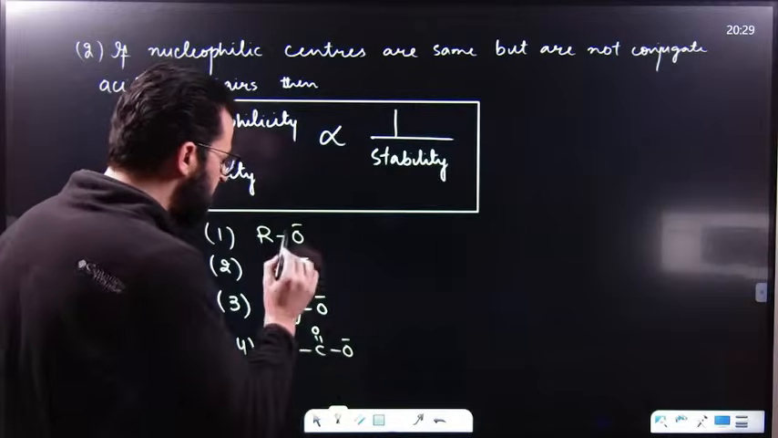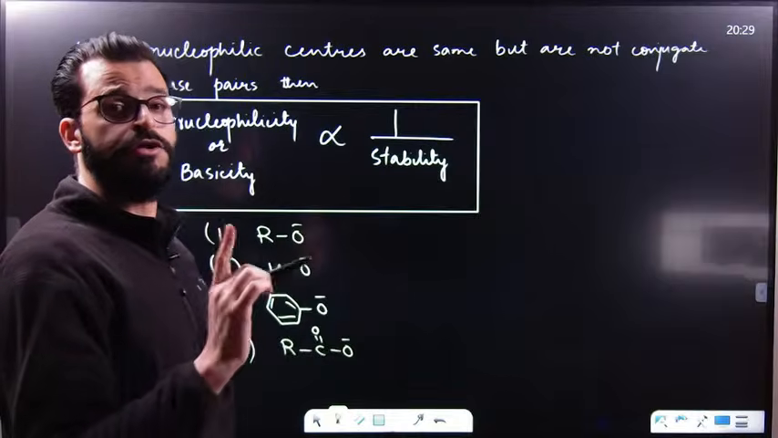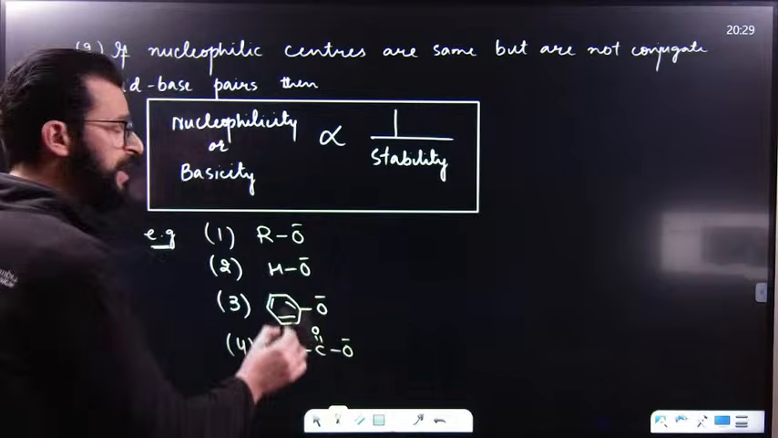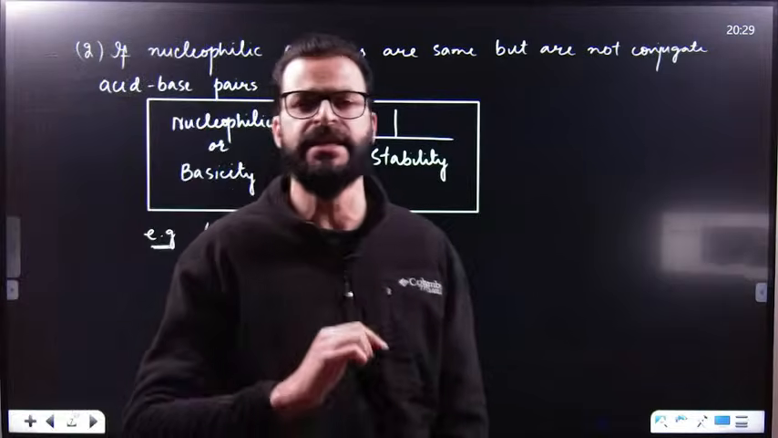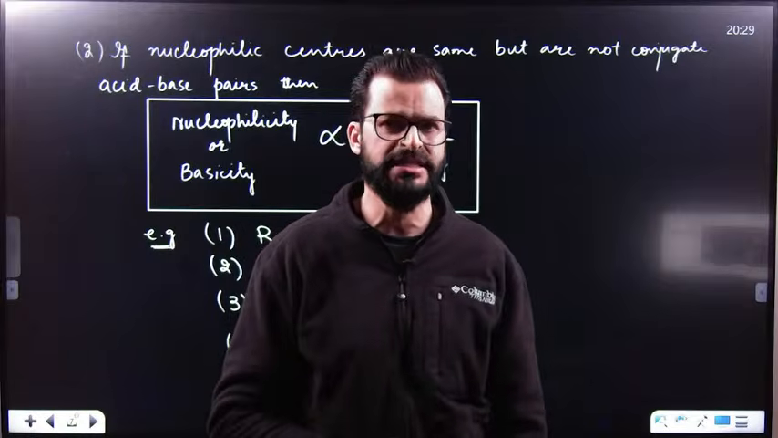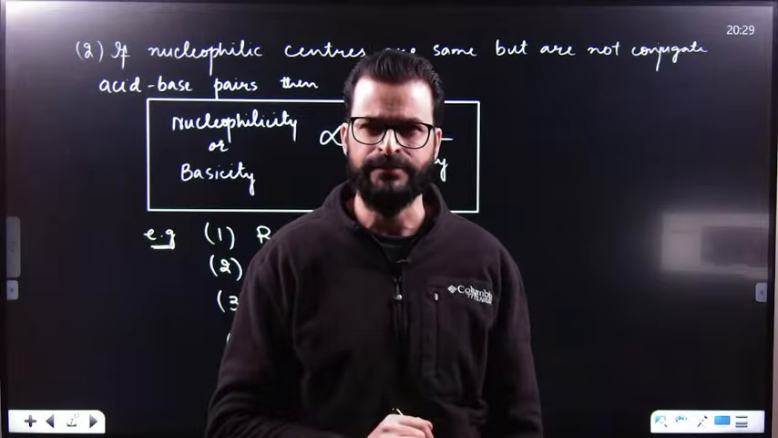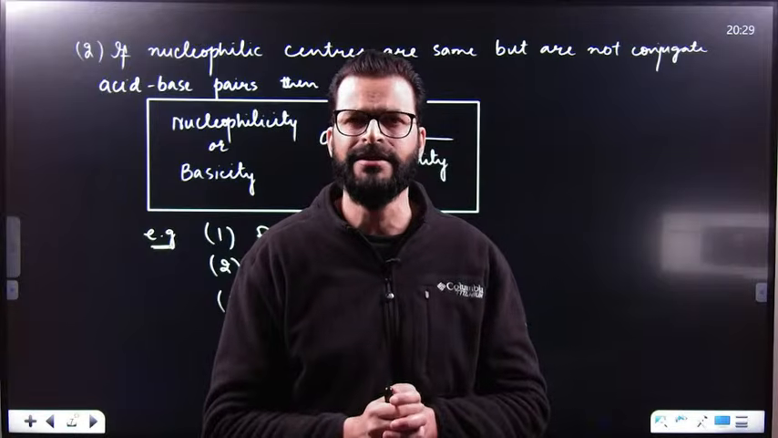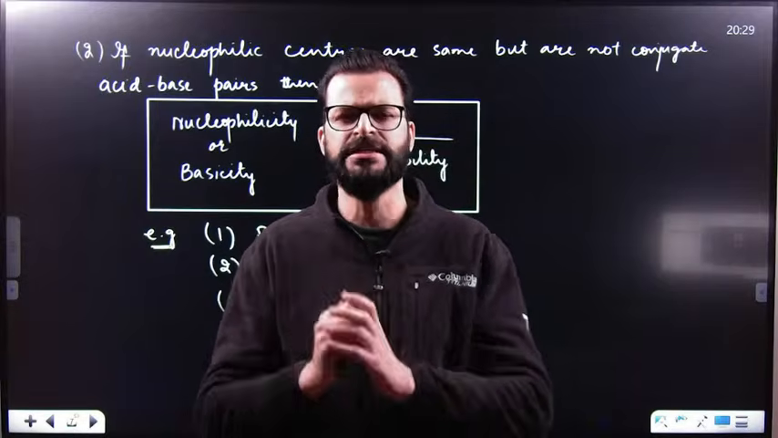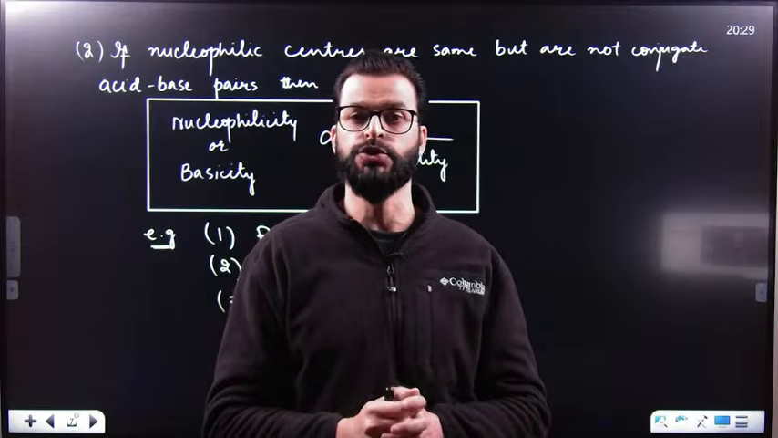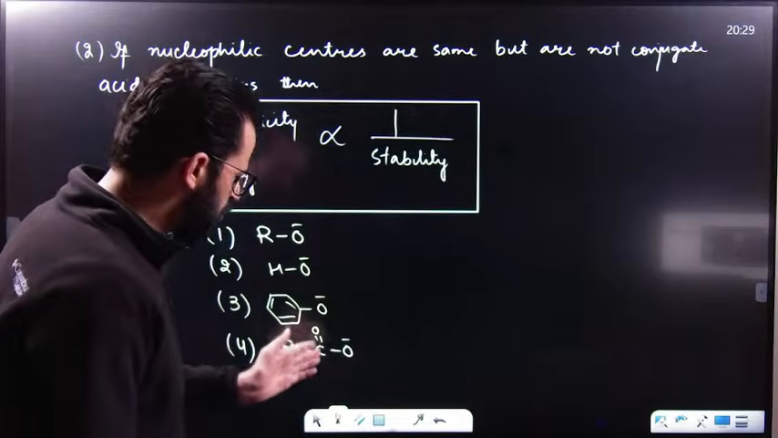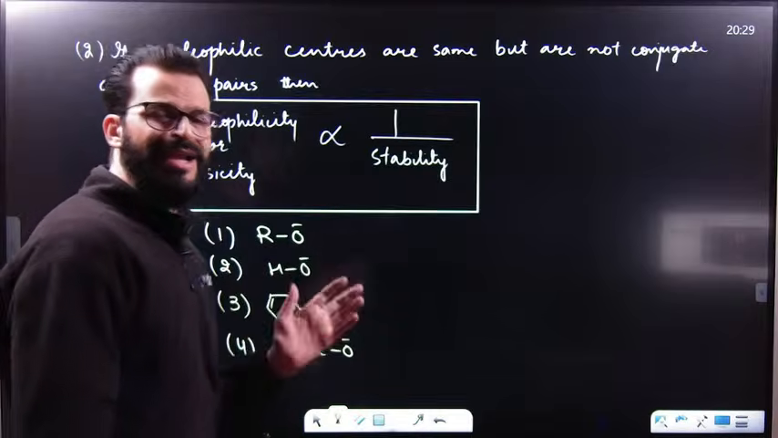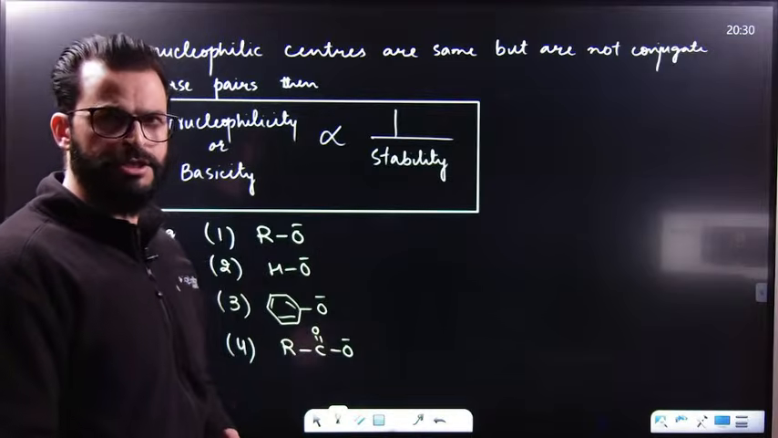But remember, these are not conjugate acid-base pairs. If the nucleophilic centers are the same but they are not conjugate acid-base pairs, then nucleophilicity and basicity run parallel to each other, and they are inversely proportional to the stability of these species. The more stable the species, the lesser its nucleophilicity or basicity.